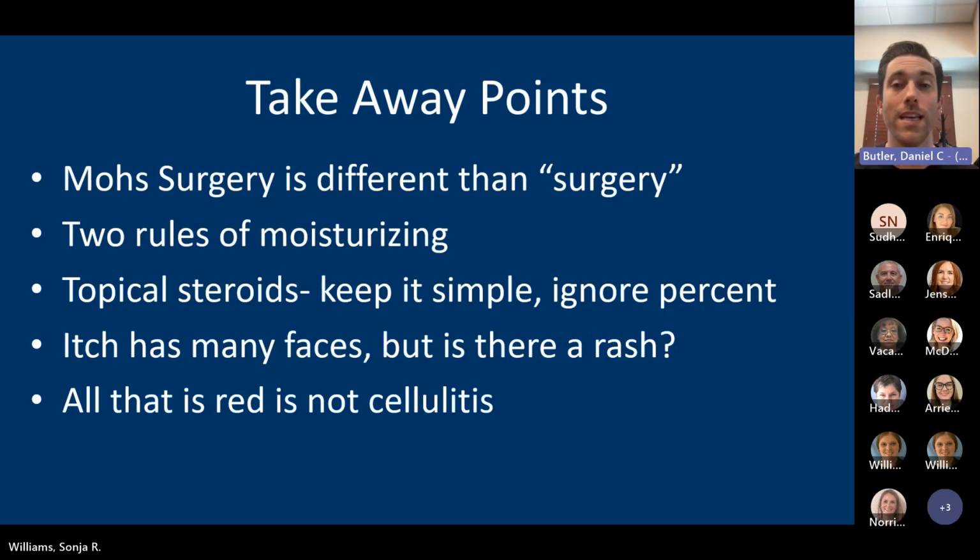And then the last one is that the diagnosis of red legs is really hard. It's not always cellulitis. Think about stasis dermatitis and look for bilateral processes, even if the legs aren't the exact same in appearance.